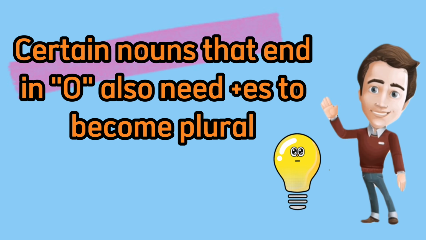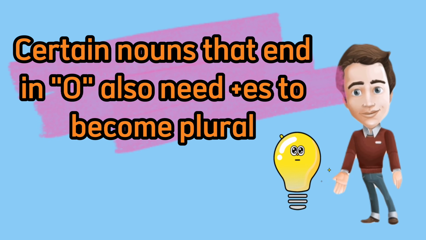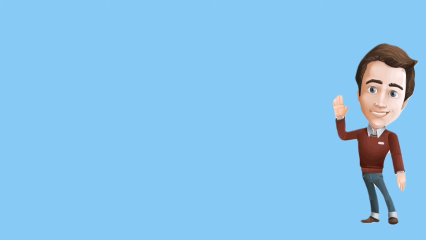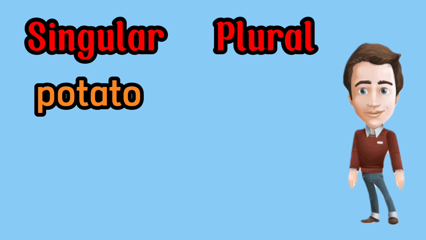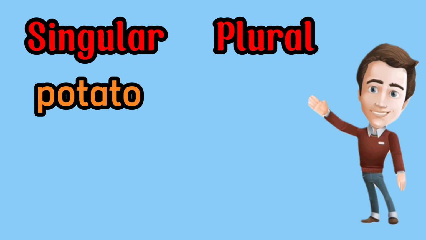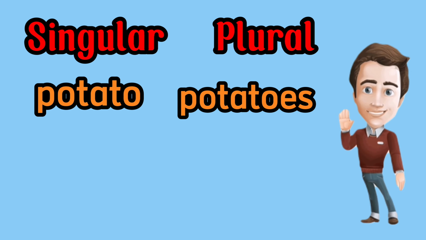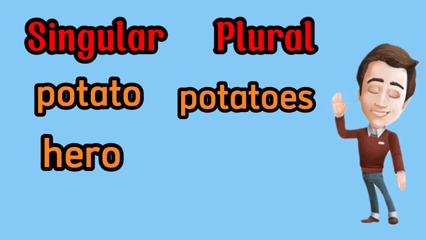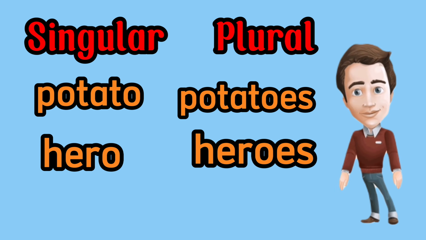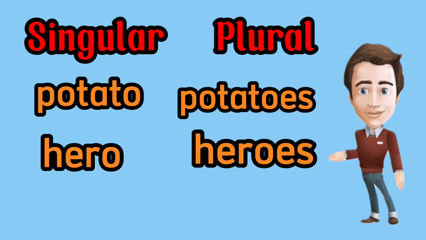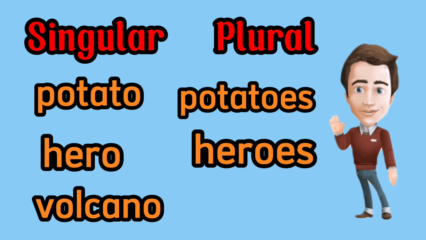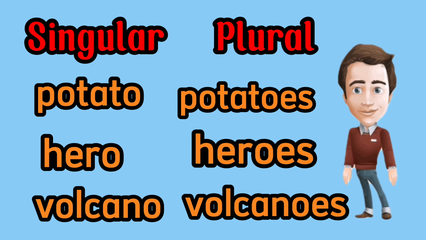Certain nouns that end in o also need es to become plural. For example, potato, potatoes. Hero, heroes. Volcano, volcanoes.